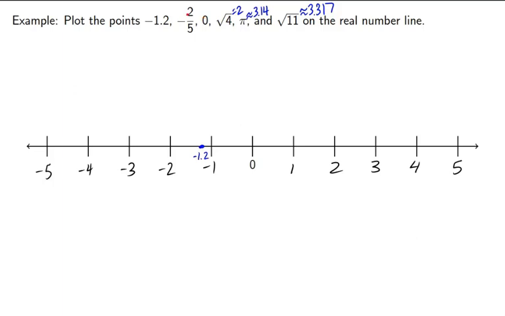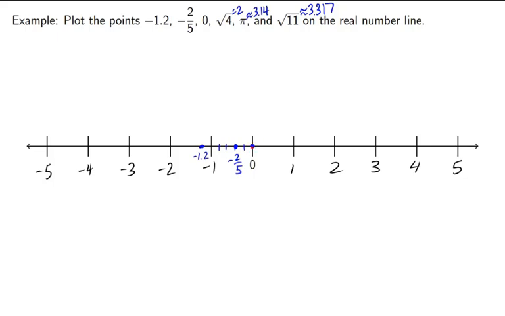-2/5. Sometimes if you're confused on how to plot a fraction, it's helpful if you divide the interval into the denominator many pieces. So I know that -2/5 is negative, so it lies to the left of 0. But it's not as big in magnitude as -1. So it's going to lie in this range. Let's break that into 5. 1, 2, 3, 4, 5. -2/5 is 2 of the fifths ways there.